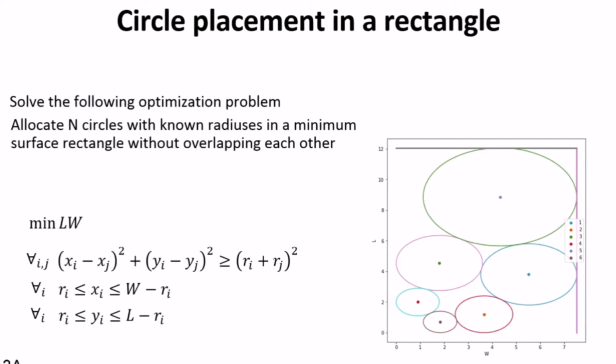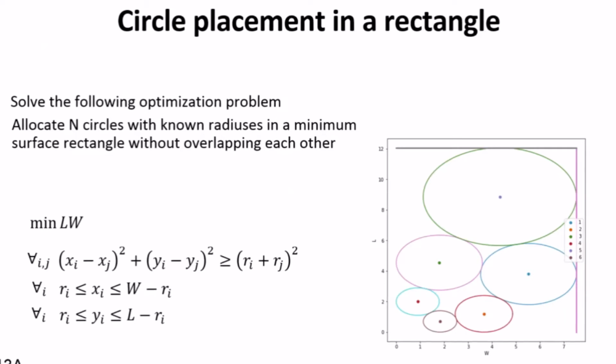So this problem refers to circle placement in a rectangle. As you can see in this example, we do have some information regarding a number of circles. Let's assume that we have n circles, and what we know about the problem is that the radius of each circle is known. We can represent them by Ri, but the question is, how can we place them on a rectangle-shaped surface without overlapping each other, such that the surface of that rectangle is minimum.